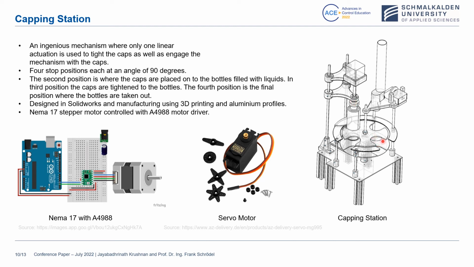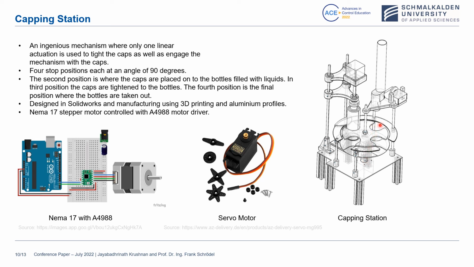The capping station has 4 stop positions, each angled at 90 degrees. As soon as the bottle enters the capping station, the process is activated with the help of an IR sensor. As soon as the process is activated, the capping station rotates by an angle of 90 degrees to reach the second position with the help of a NEMA 17 stepper motor.